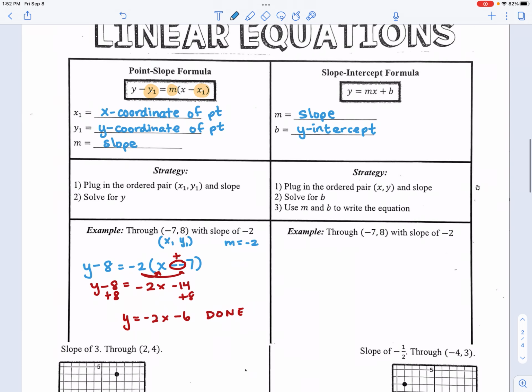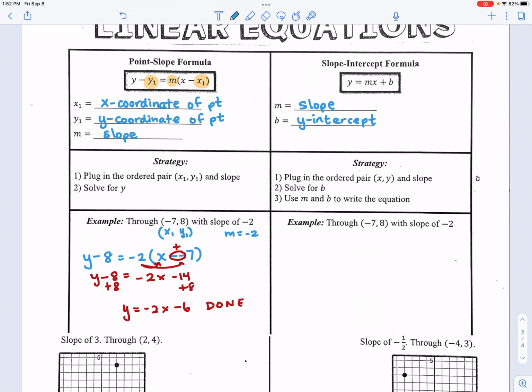So the strategy here is we plug in the ordered pair, the x and the y that they give us, the point, and the slope. But then we have to solve for b, because we don't know the y-intercept. They gave us the slope, but we have to figure out the y-intercept using the point and the slope that we know. So we're going to use y equals mx plus b. I have an x and a y here, and I have a slope of -2. I'm just going to plug in my x, my y, and my m. So we have 8 equals -2 times my x of -7 plus b.